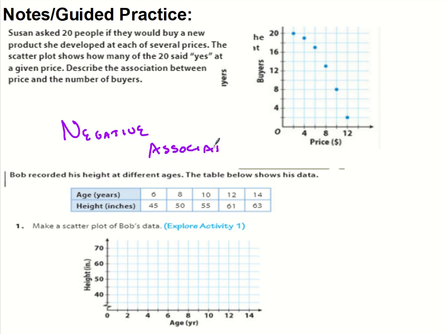As the price is increasing, the amount of buyers are decreasing. If I were to try to draw a line that shows a direction, it looks like it's going down. So therefore, it is a negative association.